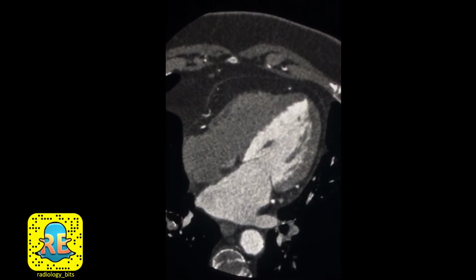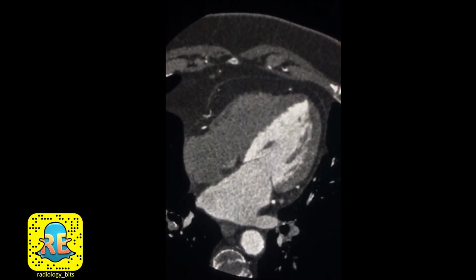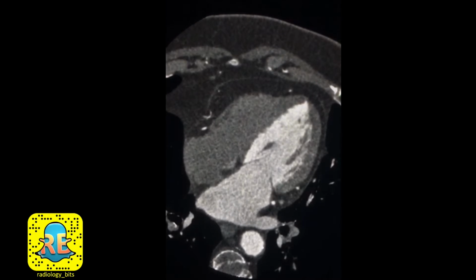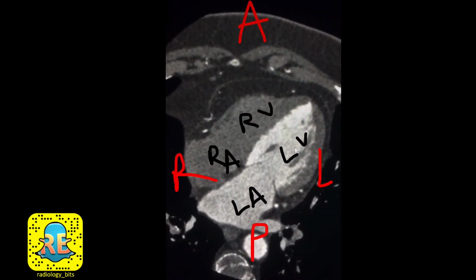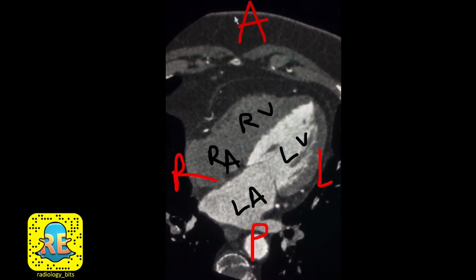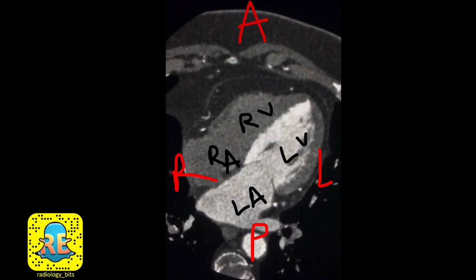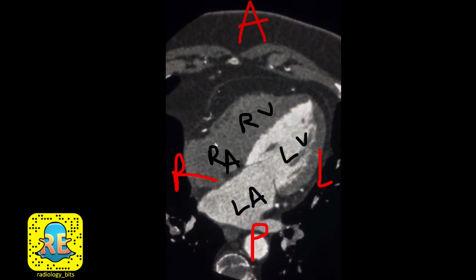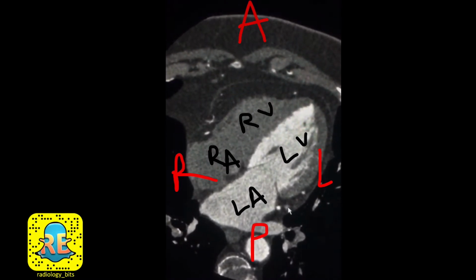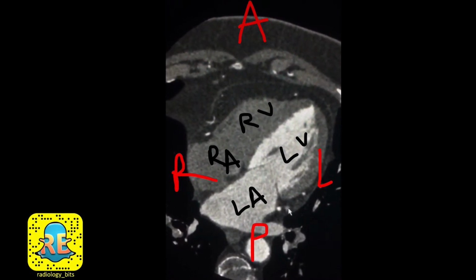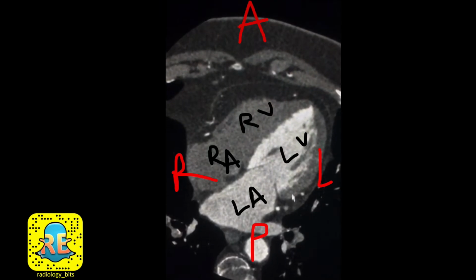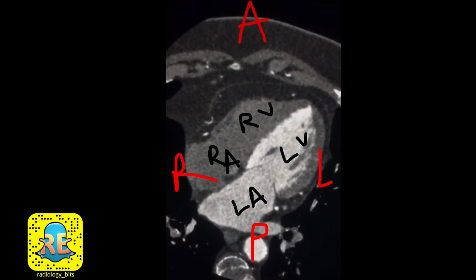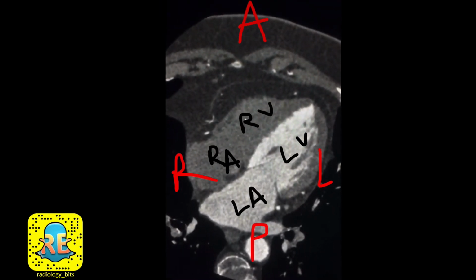The cardiac CT examination in this case was performed in a fashion where the left side of the heart is opacified. For better orientation, this is anterior, this is posterior, this is right, and this is left. And this image here of the heart is what we call a four-chamber view. The reason we call it a four-chamber view is because you see the left ventricle, the left atrium, the right ventricle, and the right atrium in a single slice.